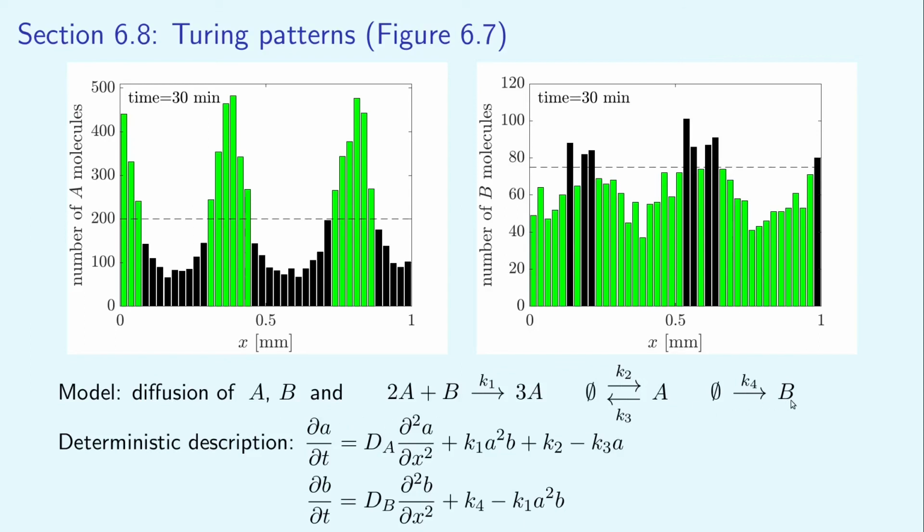reactions. The corresponding deterministic model is a system of two partial differential equations for concentrations of chemical species A and B. Under some conditions on the parameters, the homogeneous solution is unstable and spatial patterns will develop, which I have again visualized here using thresholds. The left panel shows the snapshot of A and the right panel shows the snapshot of B. Large values of A are visualized using green color and the lower values of A are visualized using black color to illustrate the resulting pattern.